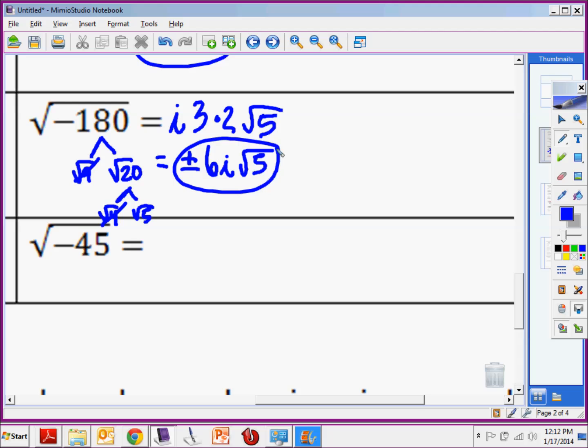Square root of 4 gave me 2. And then can I do anything with the square root of 5? No. So it stayed inside. Okay? This is all multiplication on the outside. So it's i times 3 times 2. Combine my like terms, which is 3 and 2. And I end up with 6i.